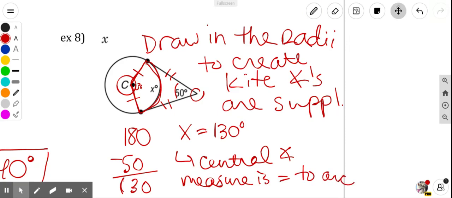Okay, so that's one like that. That one is a little bit more involved, but it's pretty simple. Add in your radii, figure out the measure of that central angle by subtracting from 180, and then that's your answer because that's also the measure of the arc. Okay, so that's it on this section. Kind of a lot going on, but pretty easy once you do the practice.